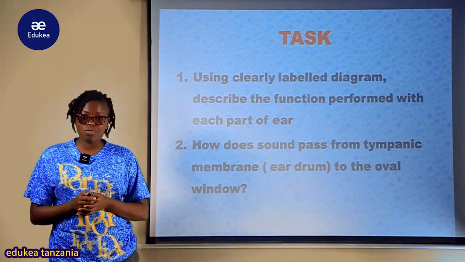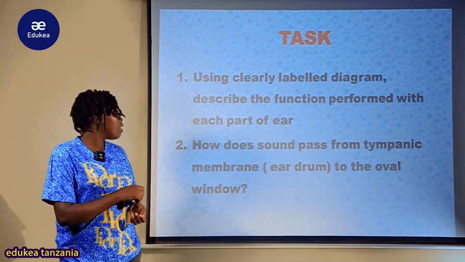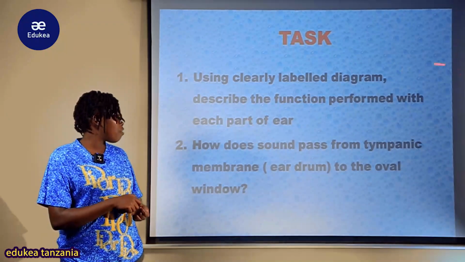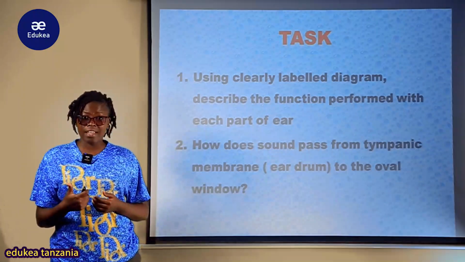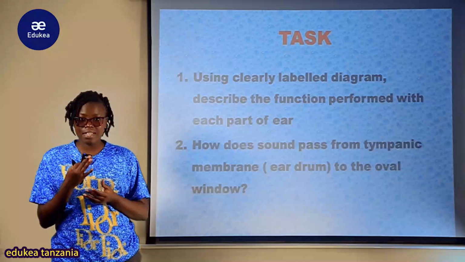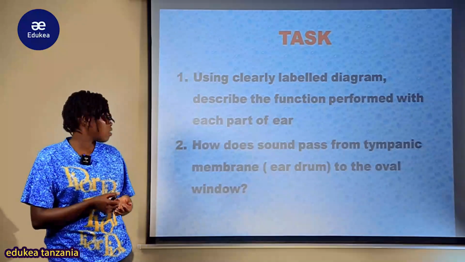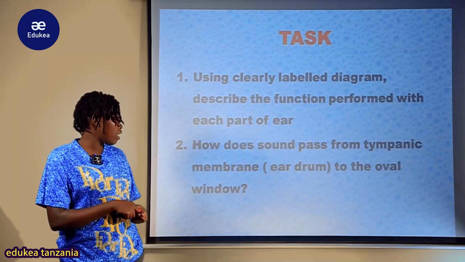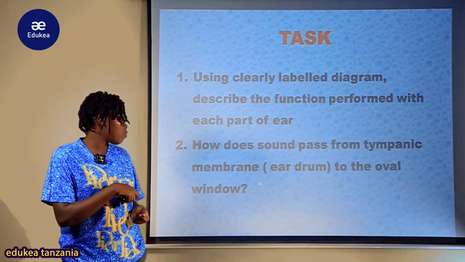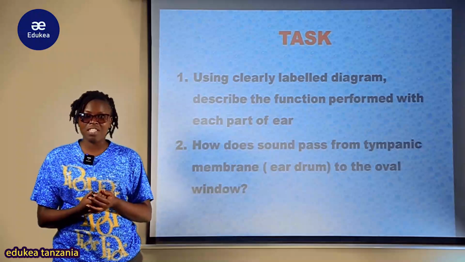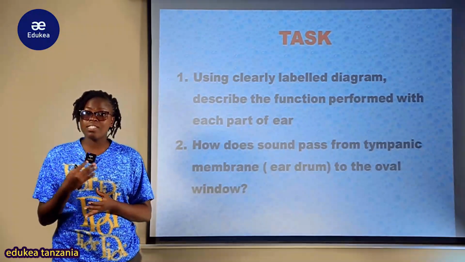Now my question to you today is, using a clearly labeled diagram, describe the function performed by each part of the ear. Tumeangalia katika ear kuna 3 parts. Nielezee, baada ya kuelezea uchore. Hivyo, how does sound wave pass from tympanic membrane ambayo ni eardrum to the oval window? Those are my questions. Kama umefuatilia vizuri utaweza kulijibu. Maswali marahisi sana, please attempt it.